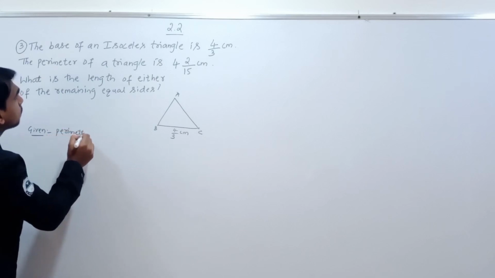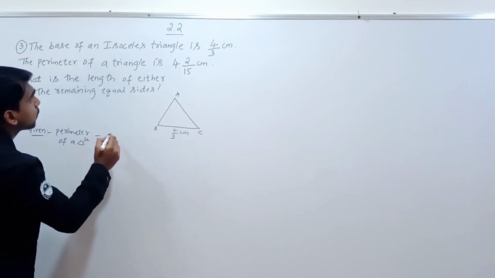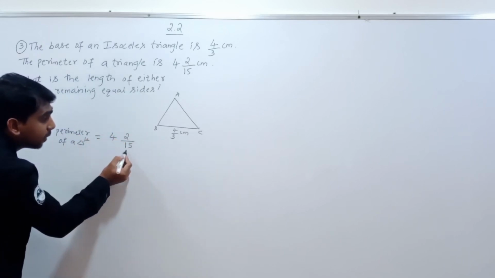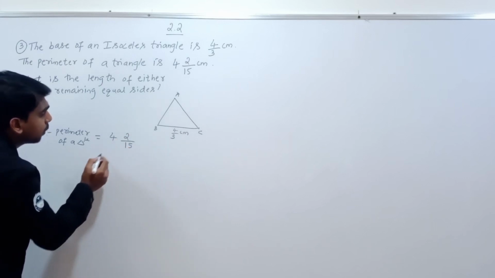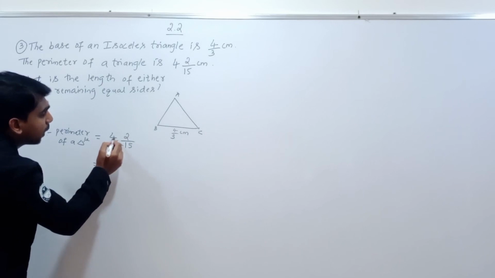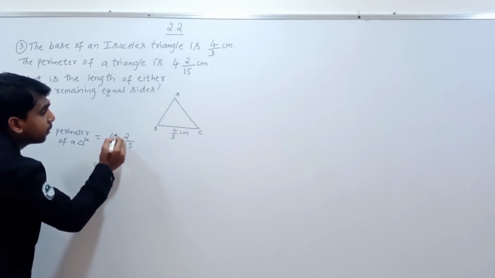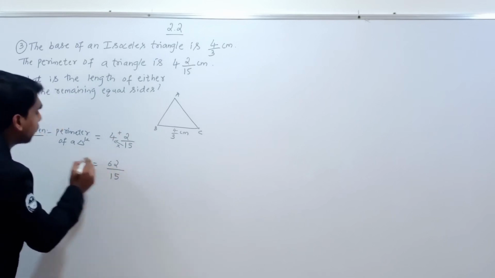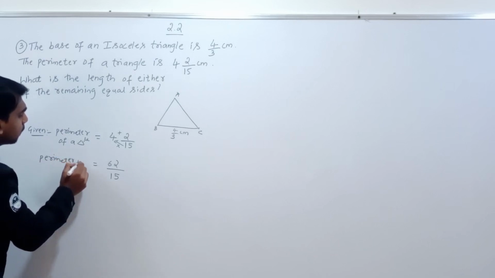The perimeter of the triangle is 2 by 15. It is in mixed fraction, so now we'll convert it into a normal fraction. We multiply 15 and 4, which is 60. 60 plus 2 will be 62 divided by 15. This is the perimeter of the triangle.